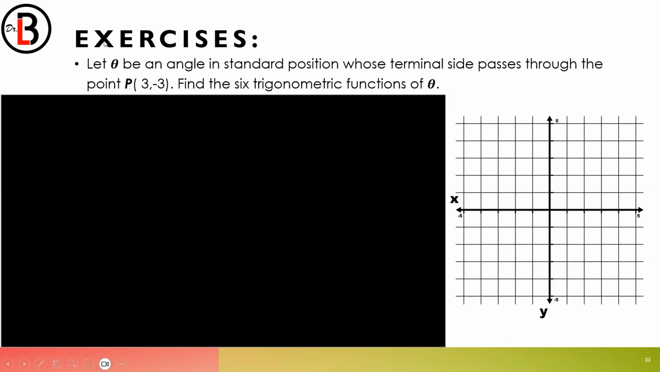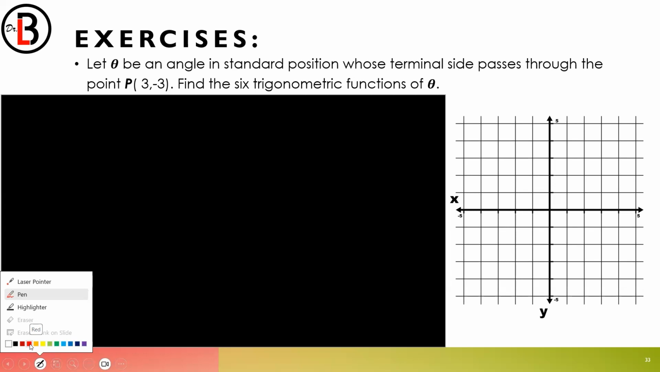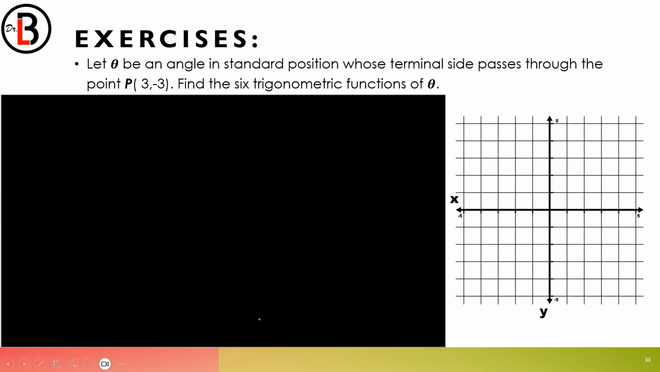So here, let theta be an angle in the standard position whose terminal side passes through point 3, -3. So you'll notice that this one is in the 4th quadrant where x is positive and y is negative. So 3, -3 is here. So let's just draw the right triangle here. This is your theta. That means 3 is to the right, -3 goes down. So we have to solve for the hypotenuse.